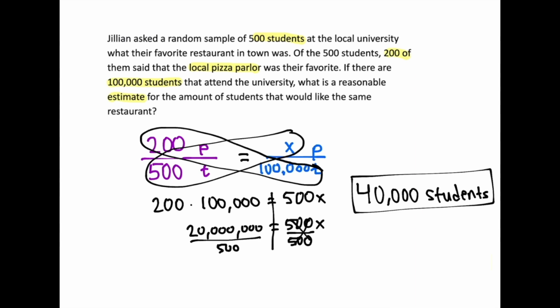Now let's talk about the role of biases. This was not a biased sample because it was a random sample. It could have been biased had Jillian stood in front of the local pizza parlor and asked people walking into the parlor if that was their favorite. This would have caused an effect on the answers of the people surveyed.